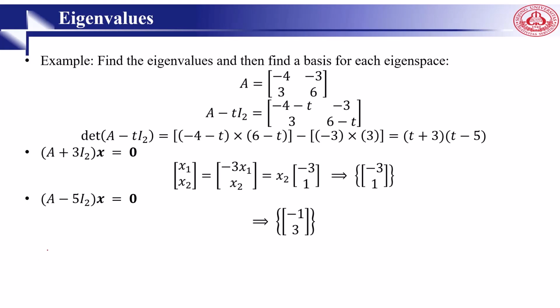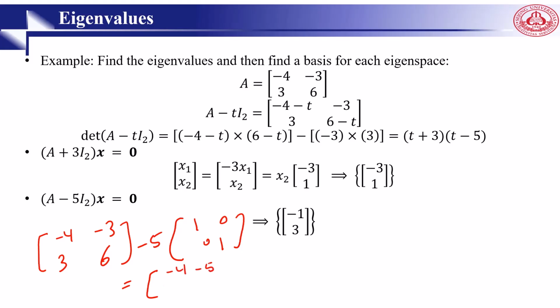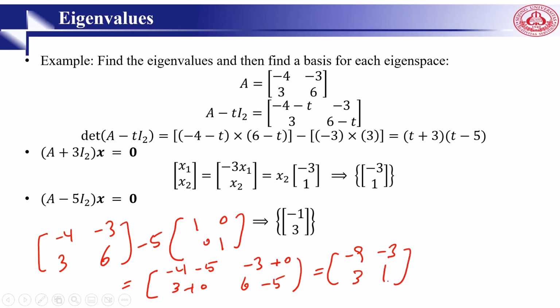For example, minus 4, minus 3, 3, and 6, minus 5 times 1, 1, 0, 0, which gives us minus 4 minus 5, minus 3 minus 0, 3 minus 0, and 6 minus 5, which gives us minus 9, minus 3, and 3, 1, right? Then if we apply RREF, for example, R1 is equal to minus R1 by 9, then we will have 1, 1 by 3, and 3, and 1.